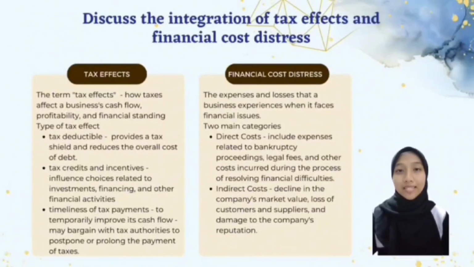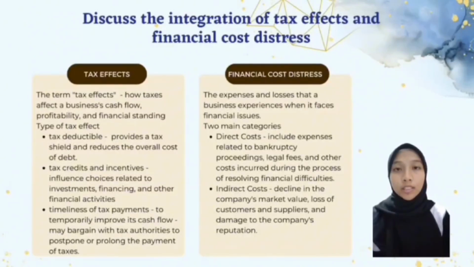When making financial decisions, companies often take into account the tax implications of those decisions. For example, interest payments on debt are often tax deductible, which provides a tax shield and reduces the overall cost of debt. Companies may also consider various tax credits and incentives available to them in their decision-making process. This can influence choices related to investment, financing, and other financial activities.